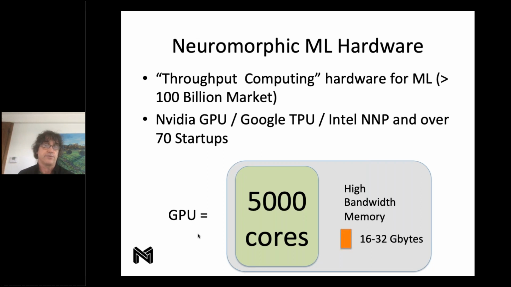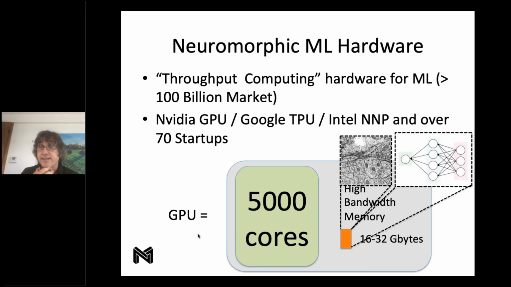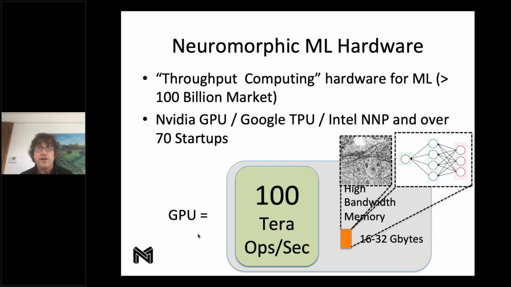Now, what do these hardware accelerators look like? Well, a typical GPU has thousands of cores. It has this high bandwidth memory. What it does is bring the data and a description of your neural network into the memory of the GPU, and then apply something on the order of 100 teraops per second onto this network and this data to give you an execution of the neural network.